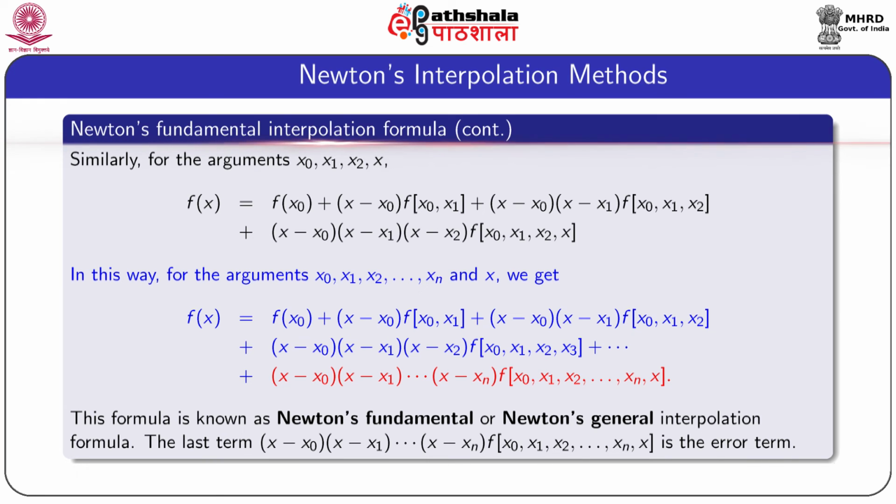But the last term, marked in red color, represents the error that occurs in this interpolation. So, the importance of this formula is that we simultaneously deduce the interpolation formula as well as the error term.